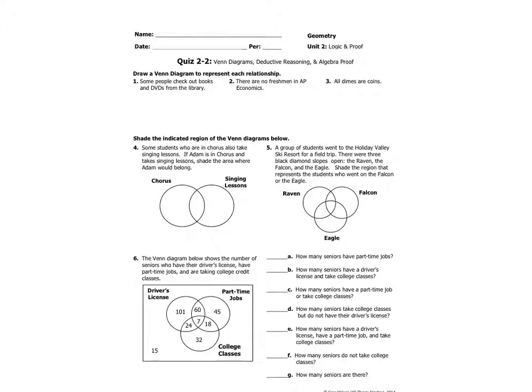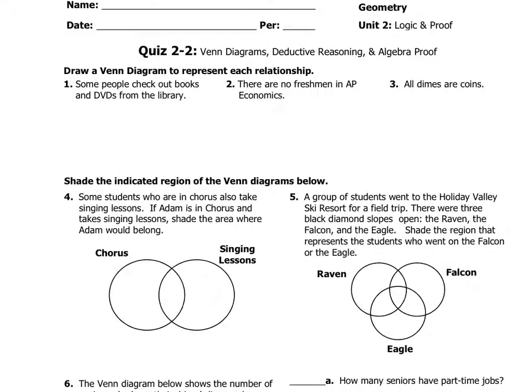Follow along very carefully and listen, I hope, to what I am saying. Here we go. Numbers 1, 2, and 3. You're to draw a Venn diagram. Remember, a Venn diagram is something that looks like this with the circles. By the way, you can use your notes.